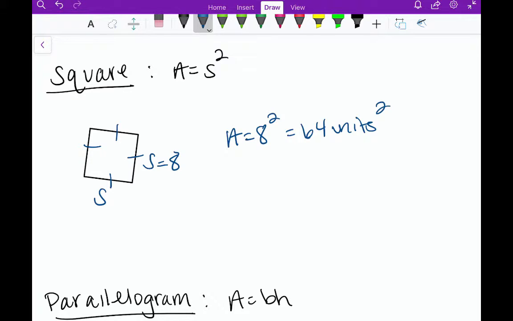If you know the area of a square, then to find the side length, all you have to do is take the square root. And the side lengths on a square don't have to be whole numbers. So, you know, if the area of a square is 50, then the side is going to be square root of 50, which is the same as 5 square root of 2.